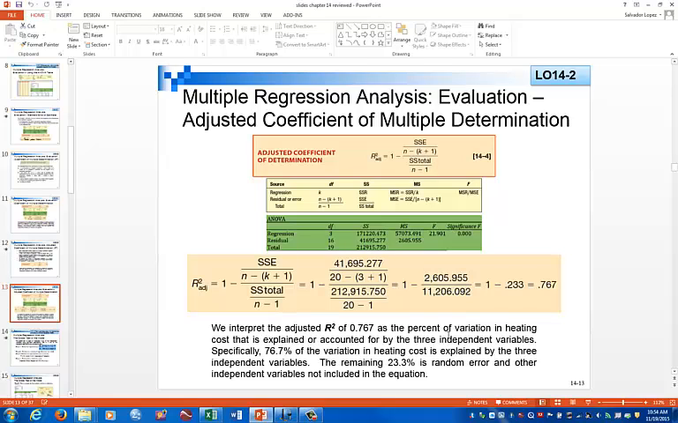And the interpretation is the same as the R squared. 76.7% of variation in heating cost, the dependent variable, is explained by the three independent variables. The remaining 23.3% is random error and other independent variables not included in the equation. And that's the end of this section.